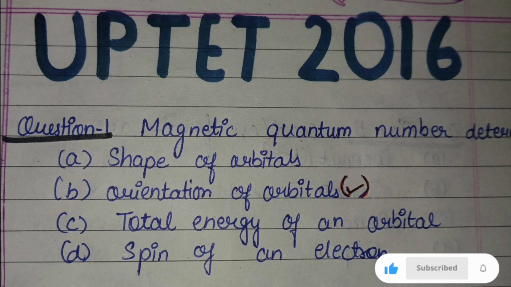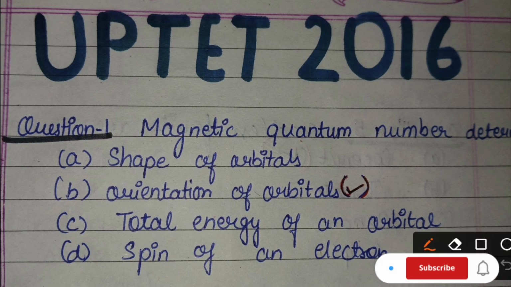Option A, shape of orbitals. Option B, orientation of orbitals. Option C, total energy of an orbital. Option D, spin of an electron. So let's see what's the answer. First thing, magnetic quantum number determines 3D spatial orbit orientations. So the correct answer is orientation of orbitals.